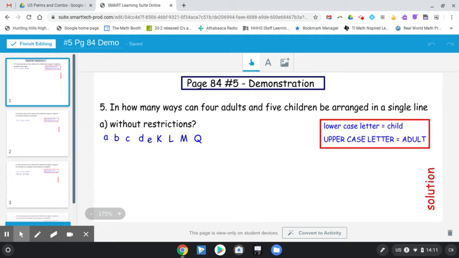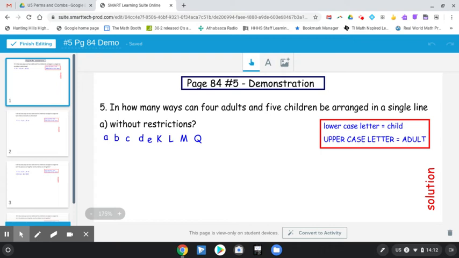In how many ways can 4 adults and 5 children be arranged in a single line? Just to demonstrate, I've given us lowercase letters to be the children and uppercase letters to be the adults. I'm certainly not going to try to illustrate every single arrangement. That would take us a few days. But I just want to do enough so that you get the idea.